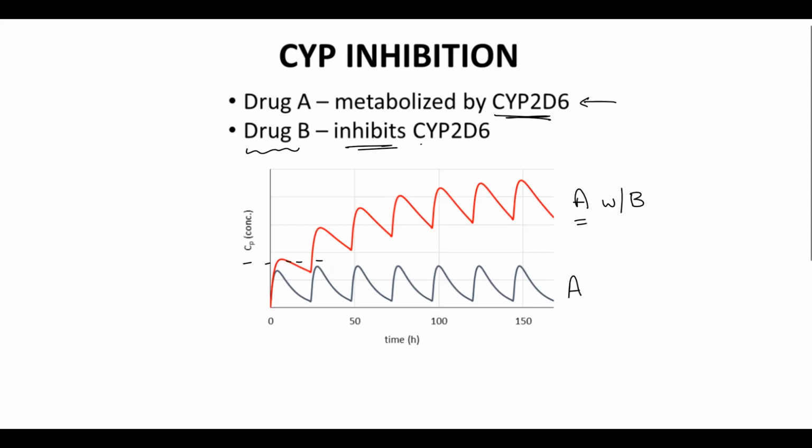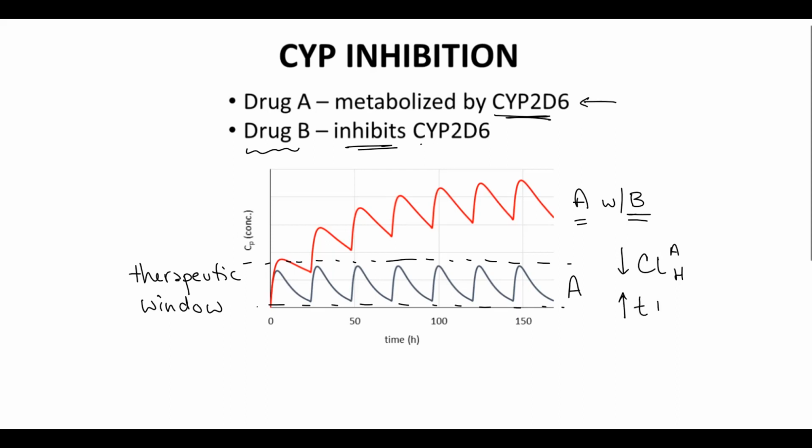So let's think about drug A, and let's assume it operates within its therapeutic window. Well, with B present, we are now inhibiting the hepatic clearance of drug A. And if hepatic clearance goes down, then half-life for drug A will increase. And we will see the area under curve for drug A increase.